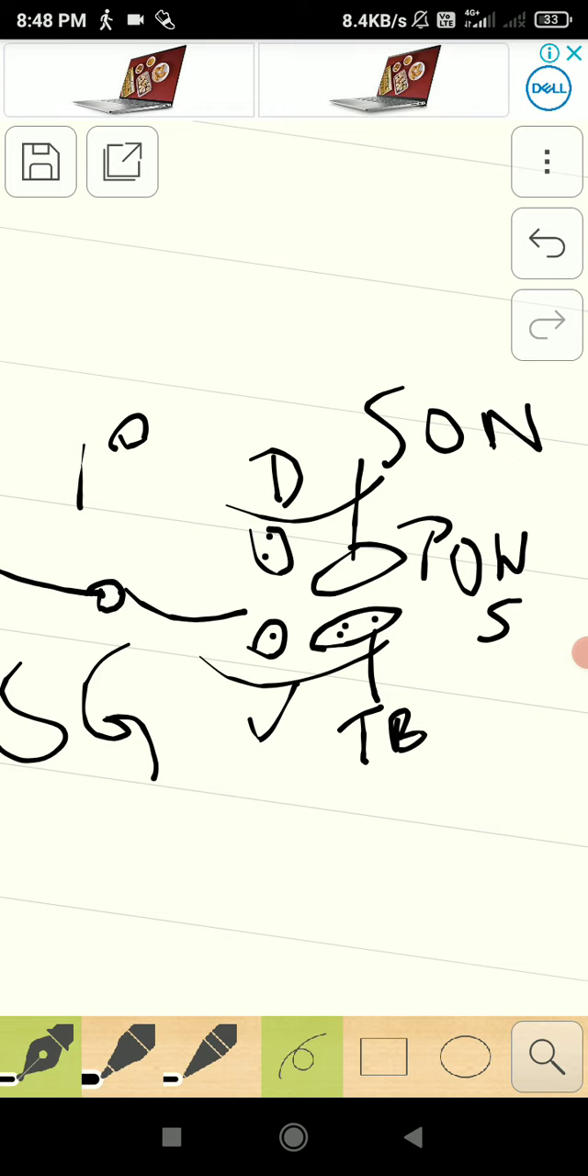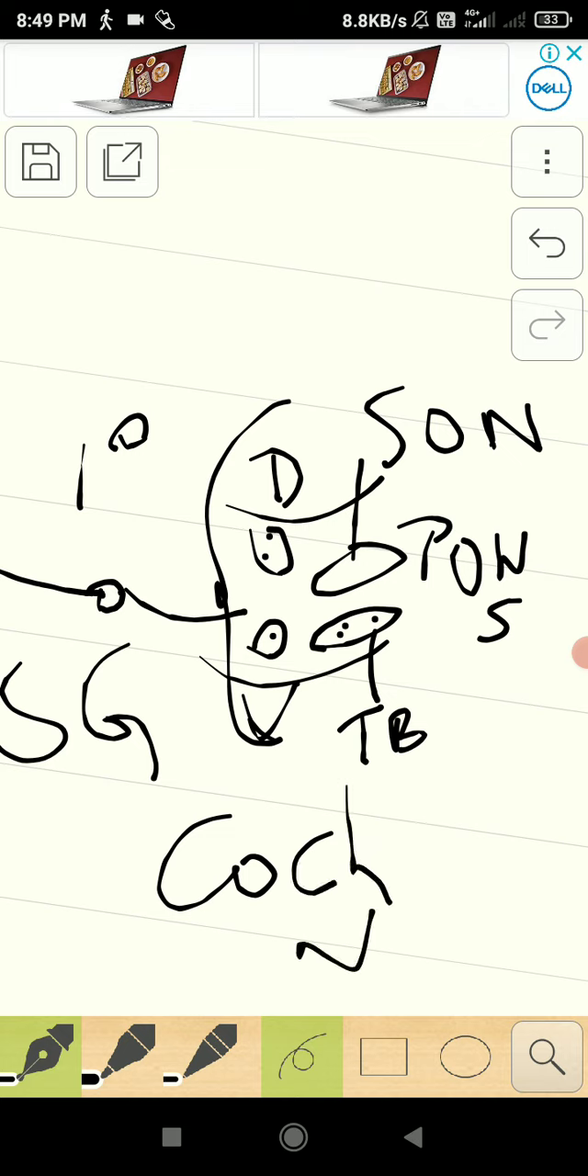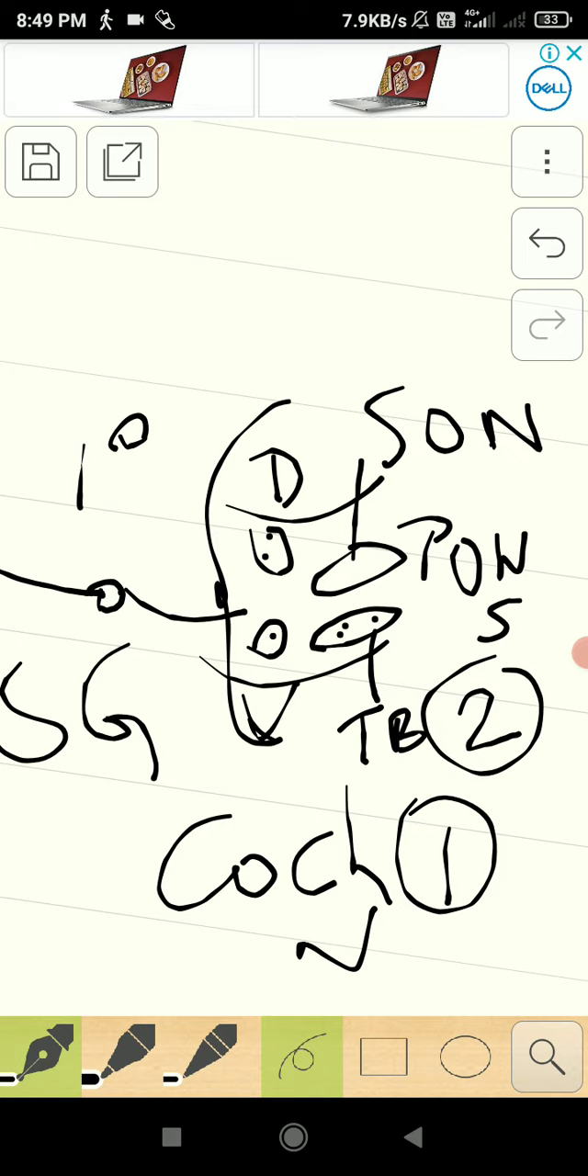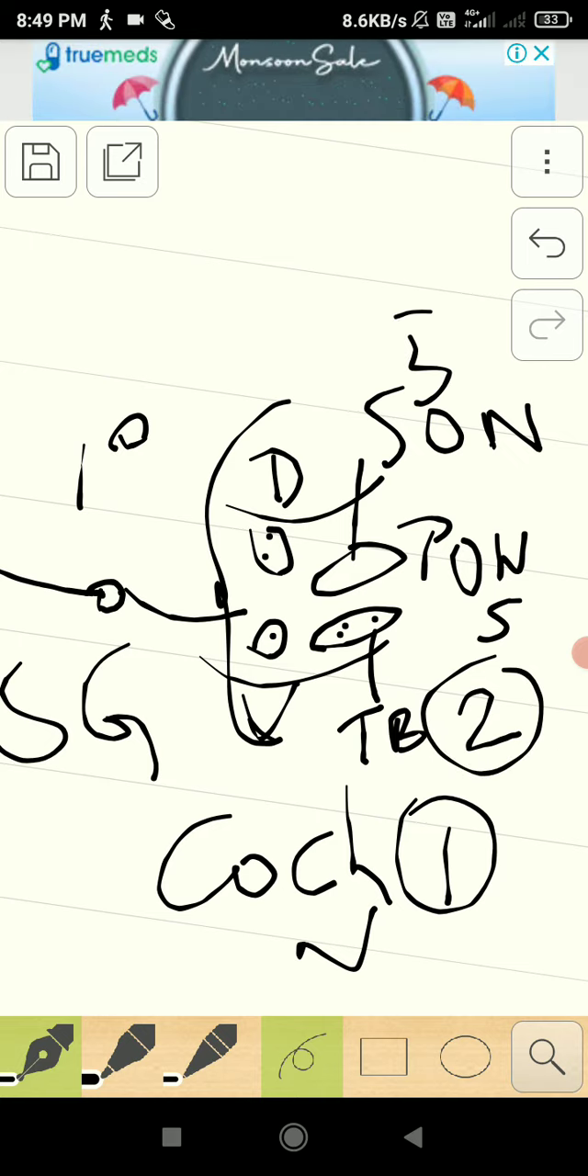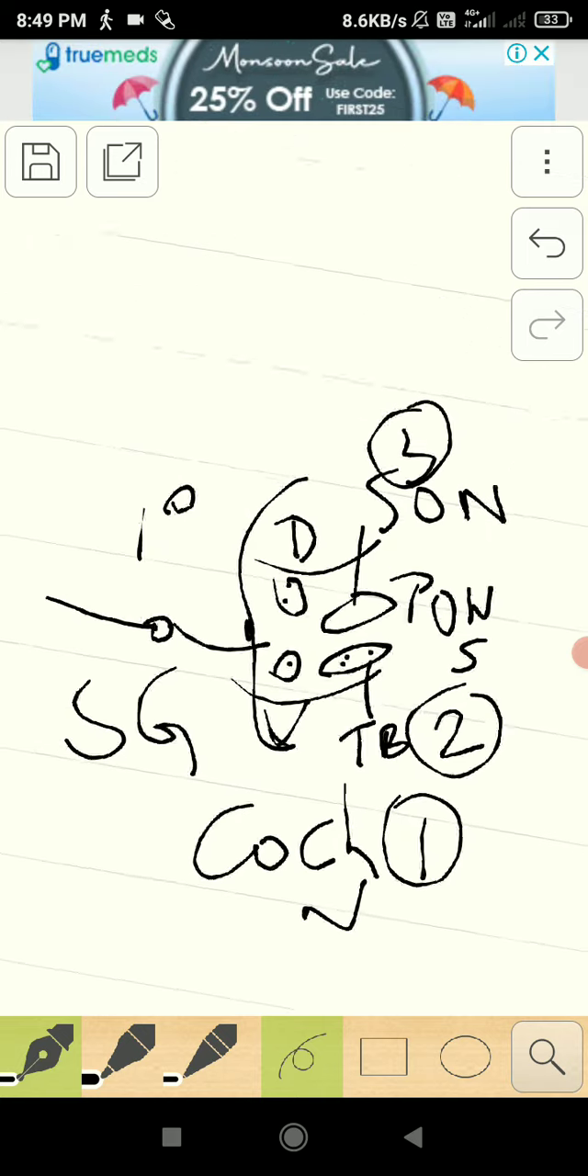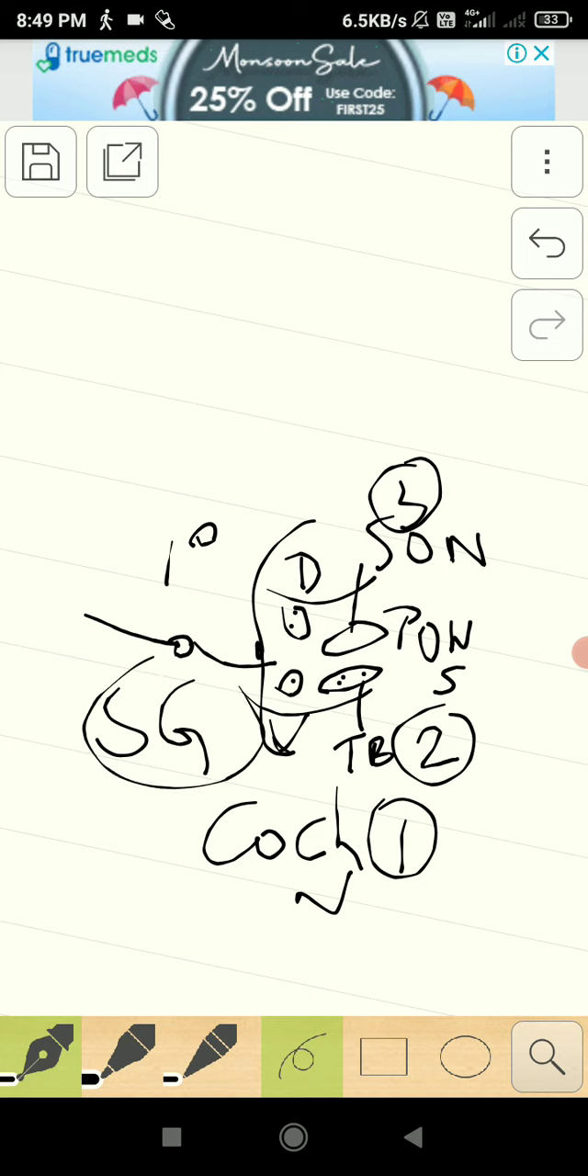I'll summarize. Ventral and dorsal cochlear nucleus, the cochlear nuclei, number 1. And trapezoid body, number 2. And superior olivary nucleus. These nuclei will receive the information from the bipolar neuron from the spiral ganglia. These are the second order neurons.